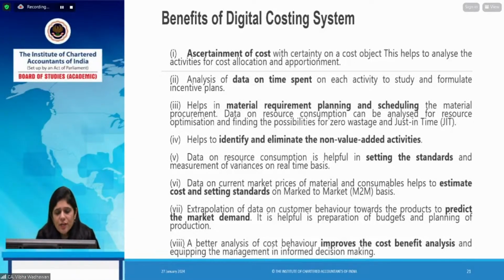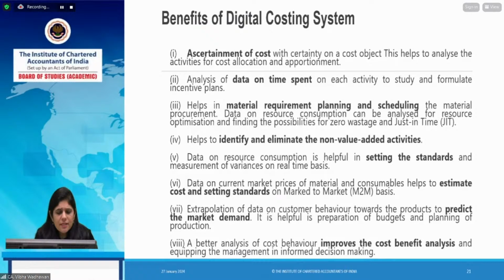Then extrapolation of data on customer behavior towards the products to predict the market demand. So we have the information on customer behavior also. What are their preferences, what they like, what they don't like. So we can predict the market demand and we can improvise the product also with all this information.